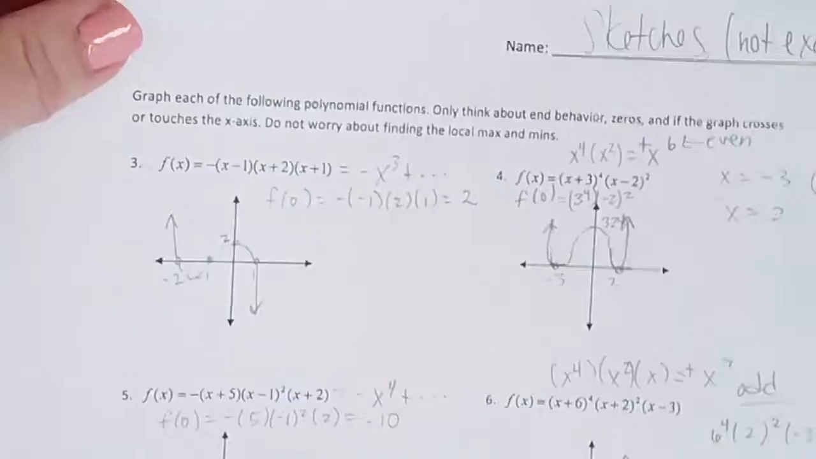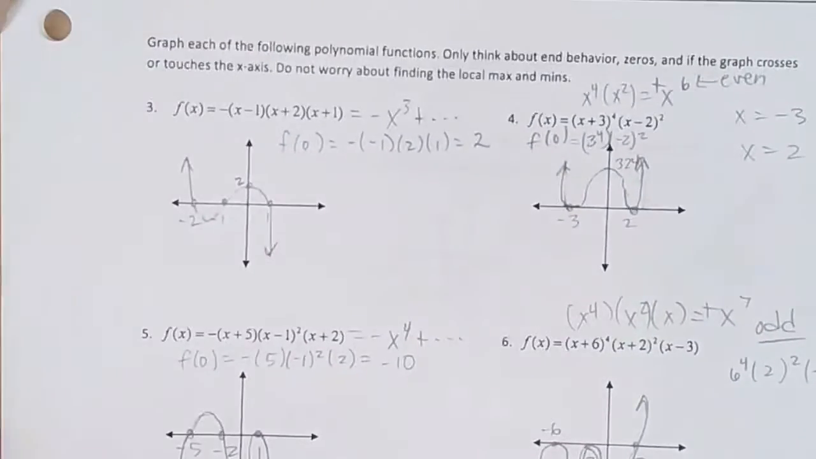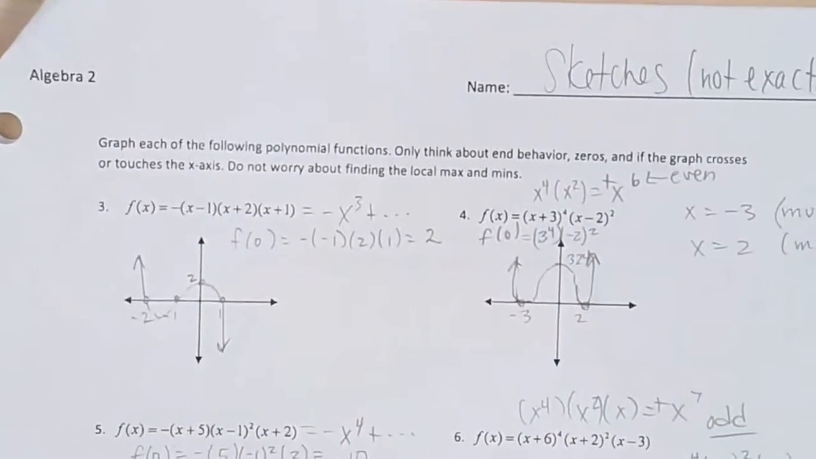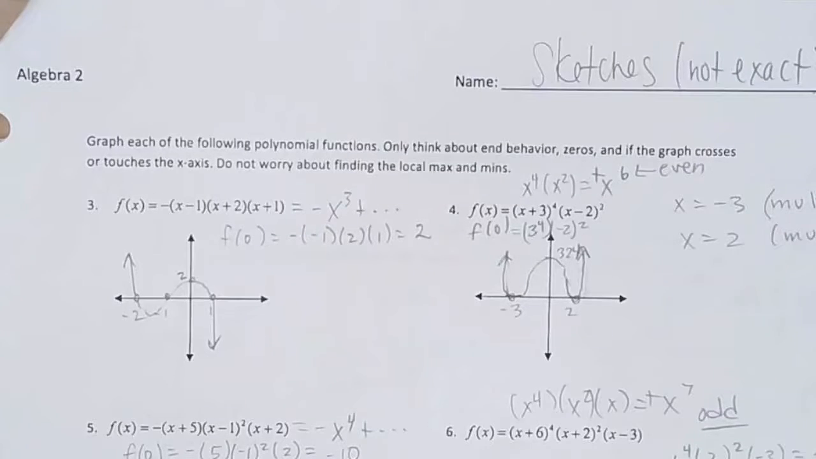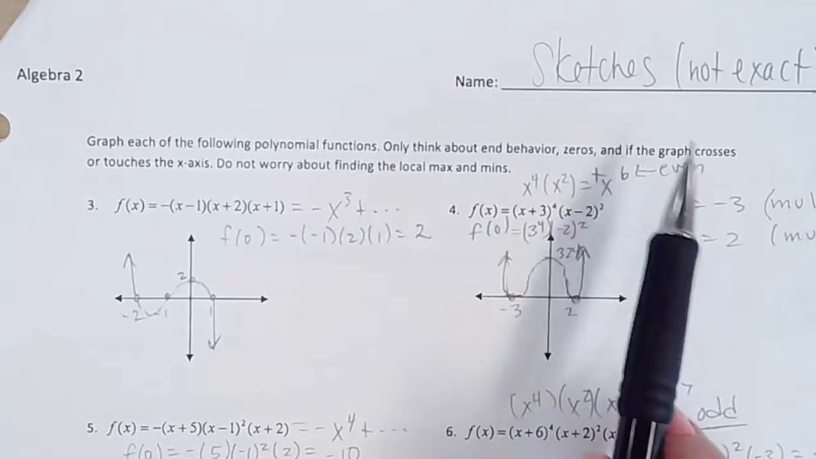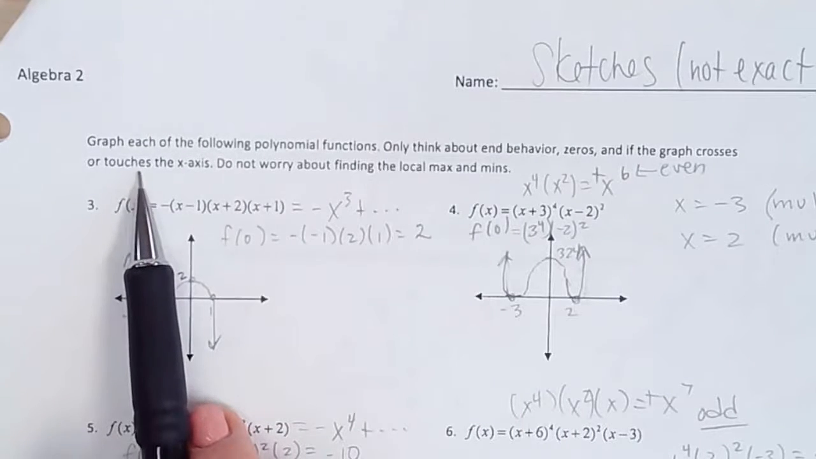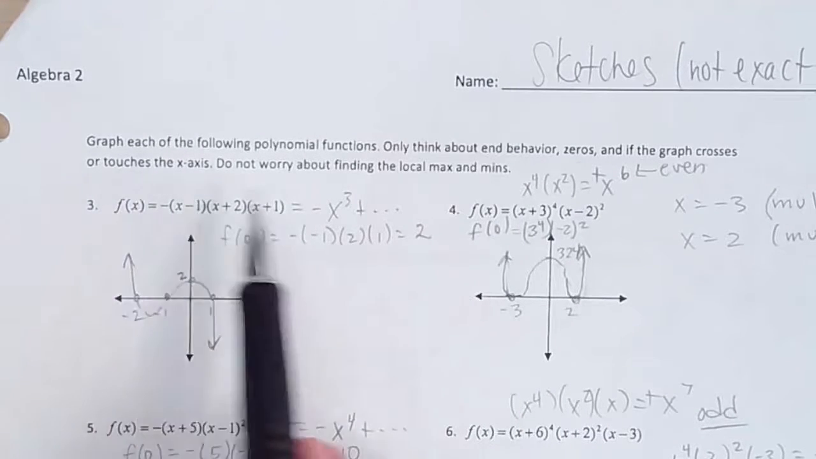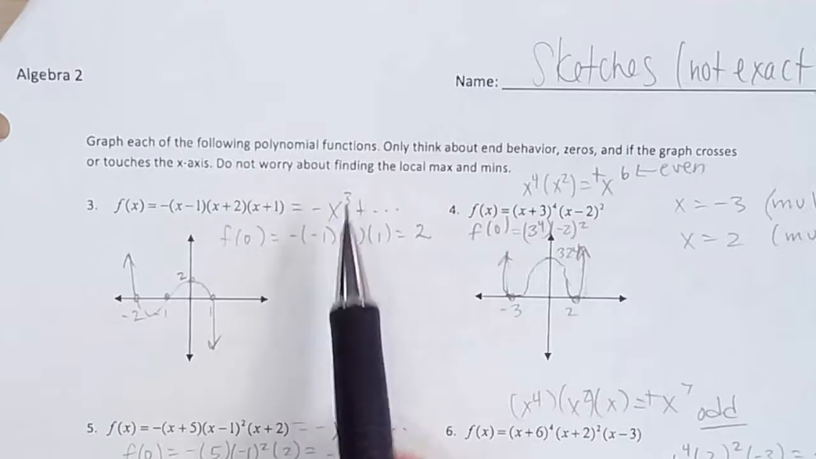The next page was asking you to make sketches, so it does not have to be exact. Think about end behavior and zeros. Those are the x-intercepts. Whether it crosses or bounces is tangent to the x-axis. And it says not to worry about finding local mins or maxes.